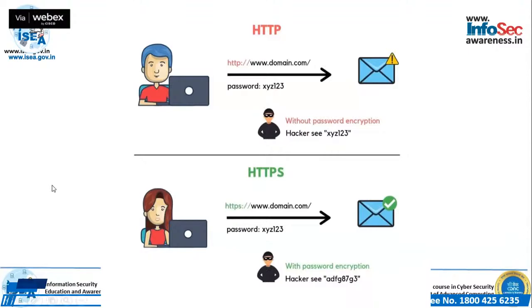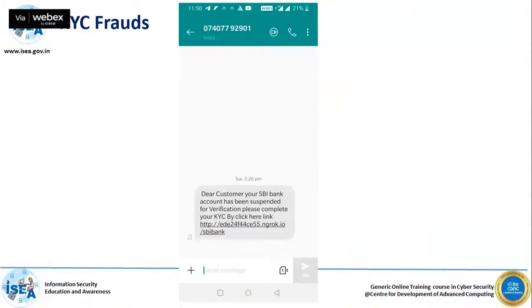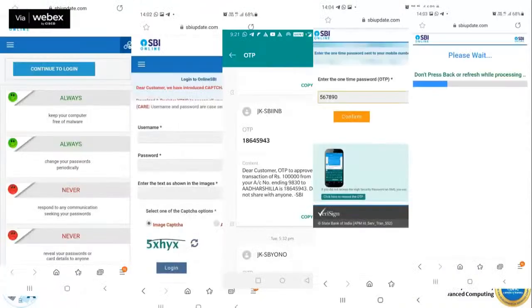So whenever you can see the padlock, HTTPS, SSL certificate, if you have all these things, it will be good. As I told you, this is one example. Your SBI account has been suspended for verification. Please complete the KYC by clicking here. Many people might have received this kind of message. Once you receive that message, you immediately open it and it asks for your username and password, you enter the OTP also, the captcha also, receive an OTP, enter some other OTP, and it says please wait.